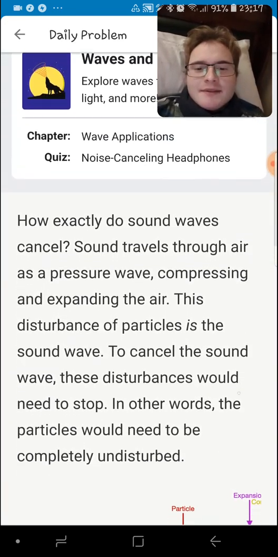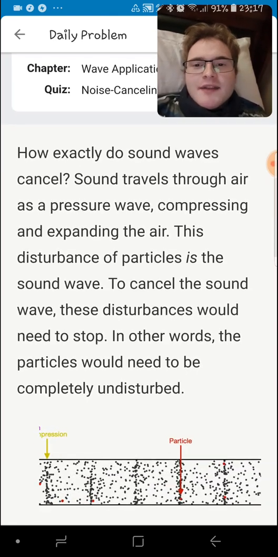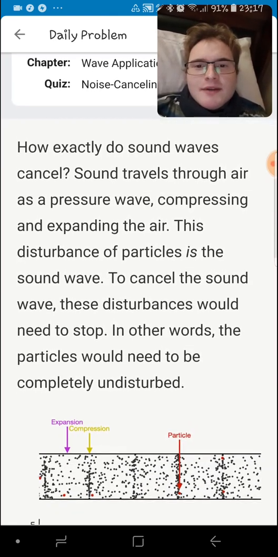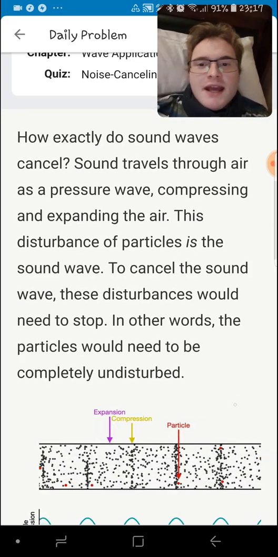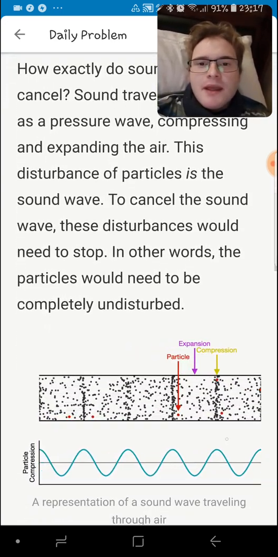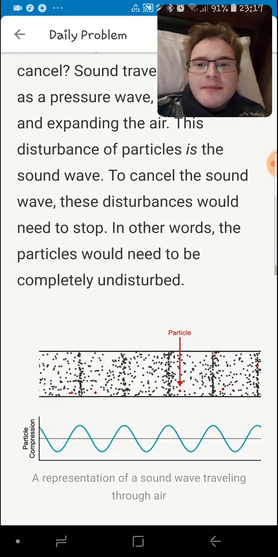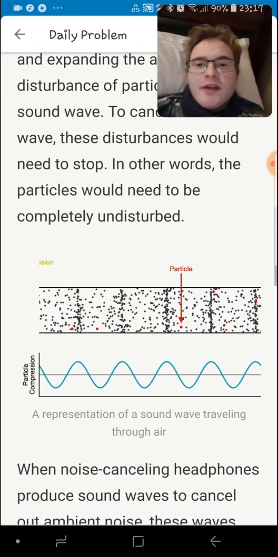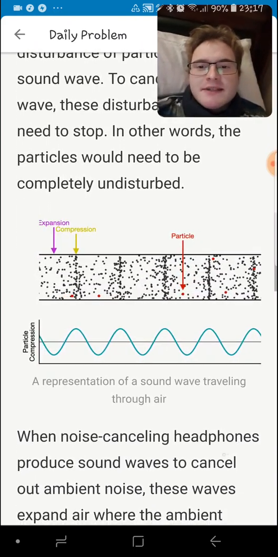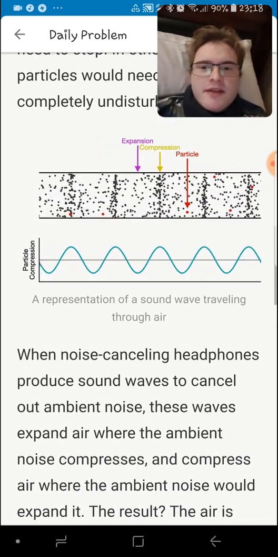How exactly do sound waves cancel? Sorry, this is a question. Sound waves travel through air as a pressure wave, compressing and expanding the air. This disturbance of particles is the sound wave. To cancel the sound wave, these disturbances would need to stop. In other words, the particles would need to be completely undisturbed. Here we have a little dynamic graphic showing that.